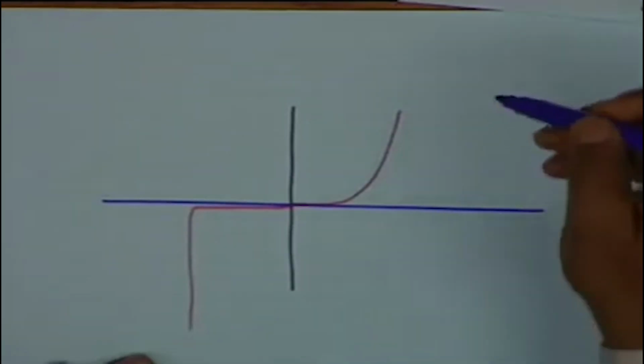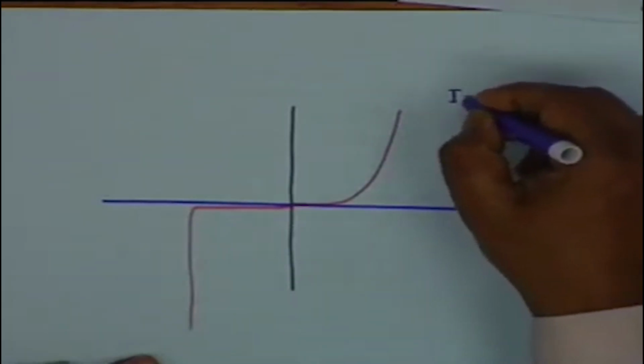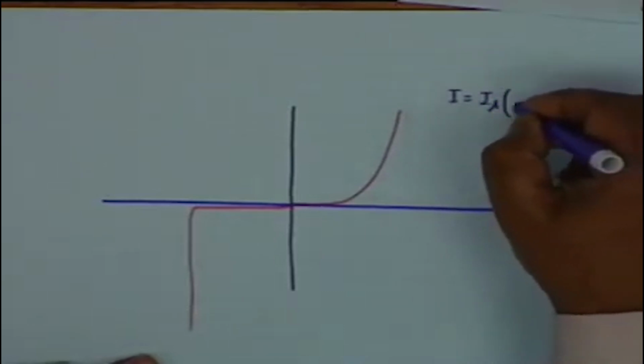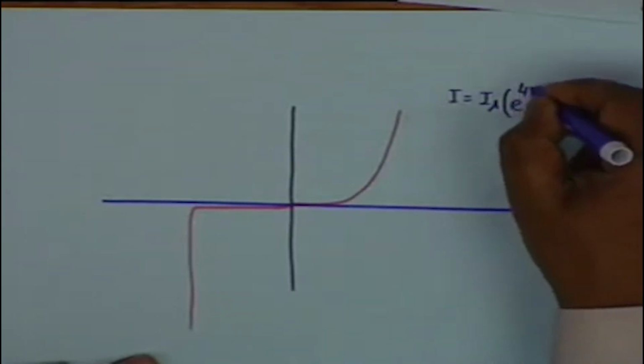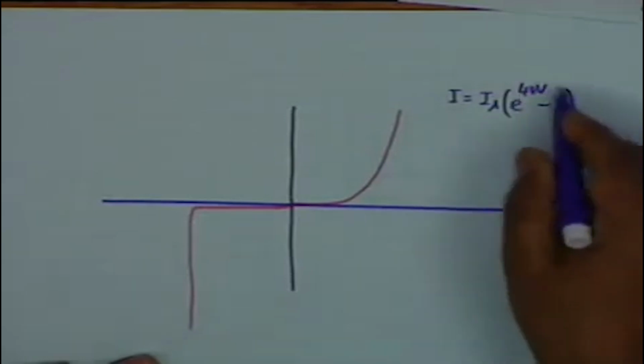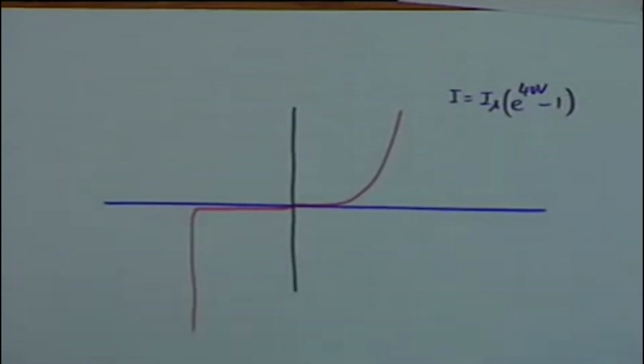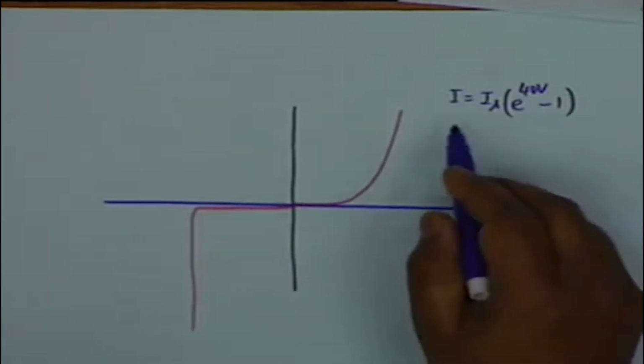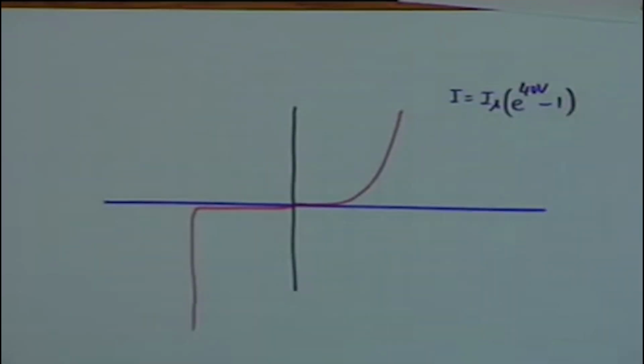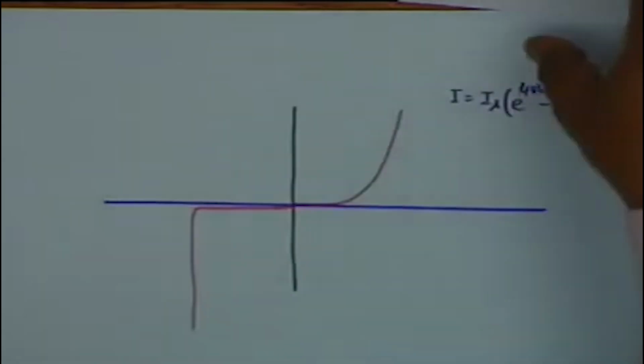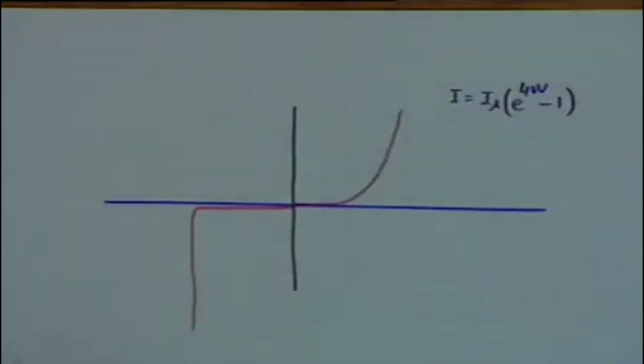Now we can of course work in terms of the current voltage relation, that is I equal to Is e to the power 40 V minus 1. But this, as you see, is a nonlinear relationship, and analysis every time by invoking this equation becomes a difficult job. So electronics engineers prefer to have a model, and that too a linear circuit model.